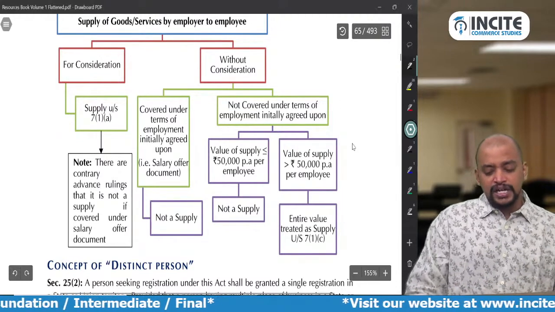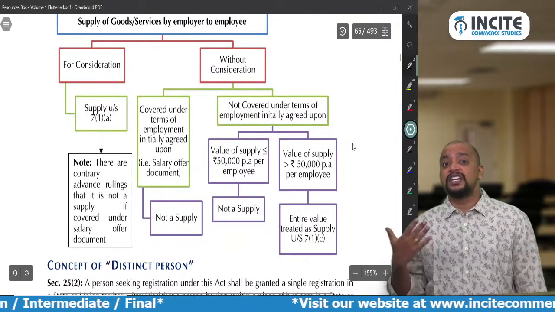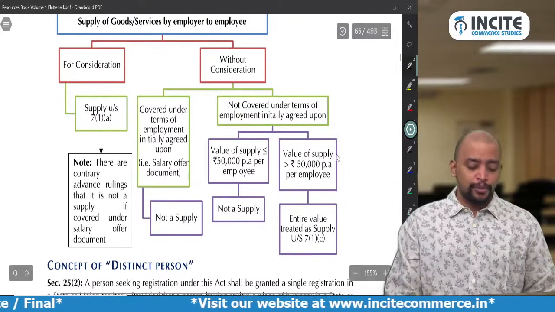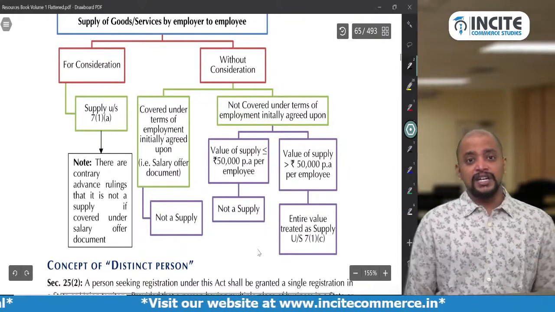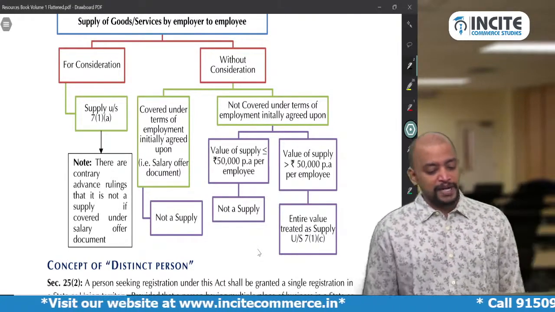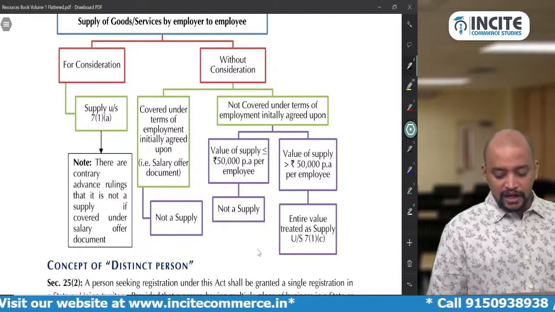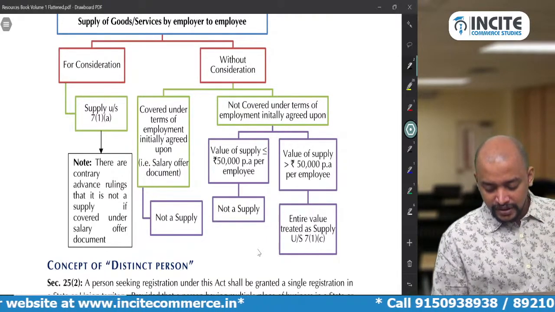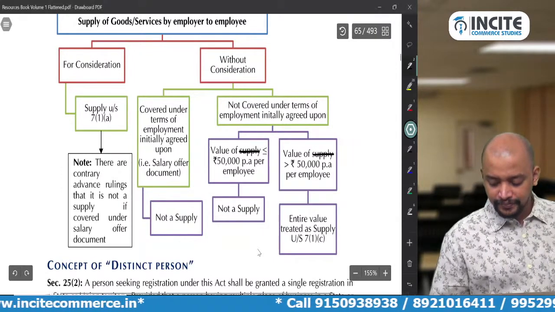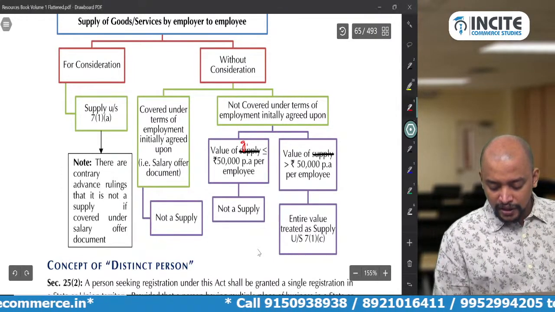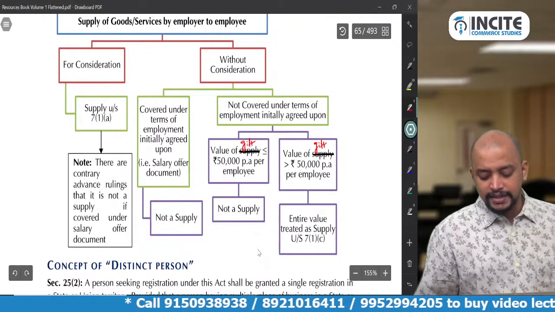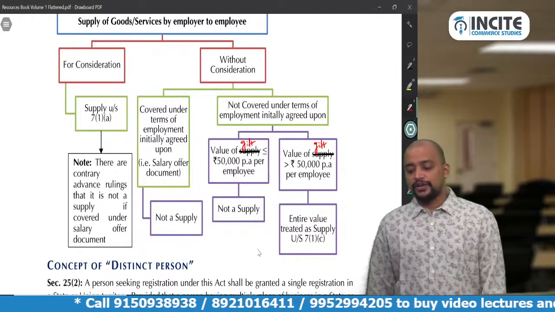If it is not covered under salary of a document, then it is a gift. If the gift value does not exceed 50,000 per annum per employee, it is not a supply. If the value of the gift exceeds 50,000 per annum per employee, here value of gift, okay, you need to check whether the value of gift exceeds or does not exceed 50,000.